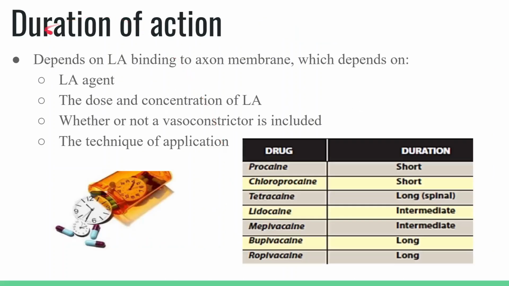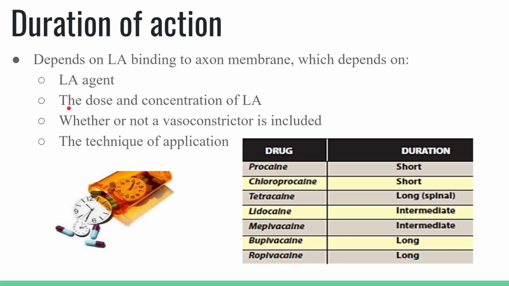So let's talk about duration of action, something we haven't discussed. The duration of action obviously depends on the local anesthetic binding to the axon membrane, meaning that the longer the local anesthetic binds to the axon membrane, the longer it's going to work. This binding depends on multiple factors. First of all, the agent itself. Some agents intrinsically bind for longer periods of time than others, so that's the difference.